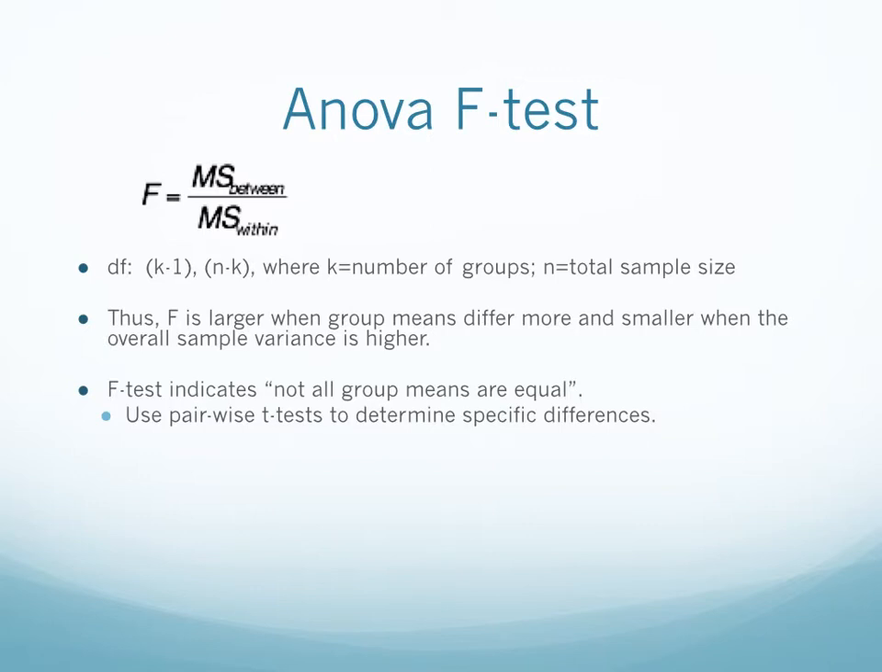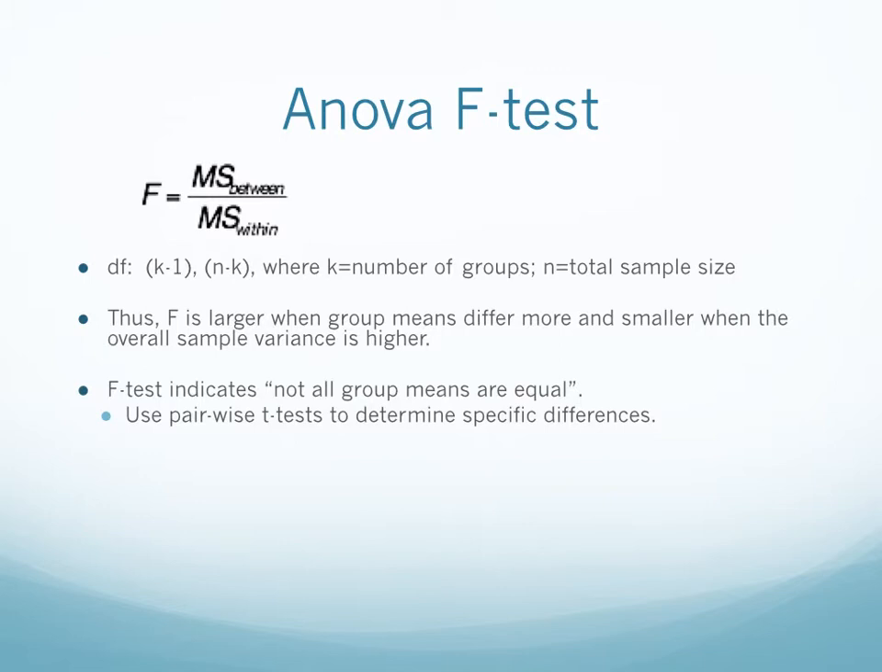So the f-test, again, is the mean squared error between divided by the mean squared error within. It's distributed across k minus 1 and n minus k degrees of freedom, where k minus 1 again is the k for categories, the number of groups. So if you have 3 groups, that's going to be k minus 1, 3 minus 1, 2, and n minus k, where n is the total sample size minus the number of categories. F is larger when the group means differ more, and smaller when the overall sample variance is higher.